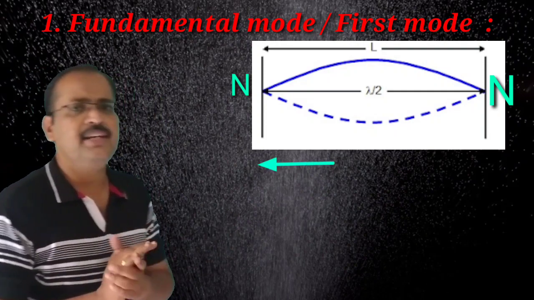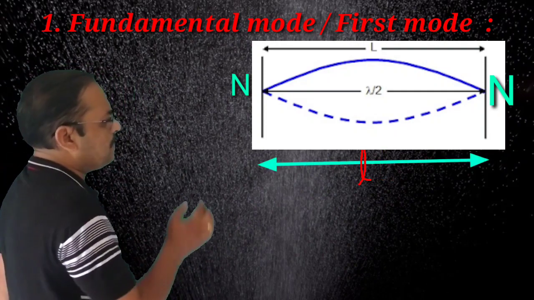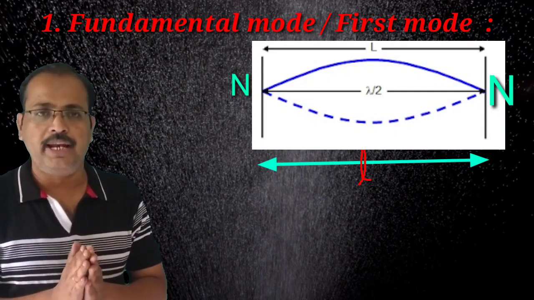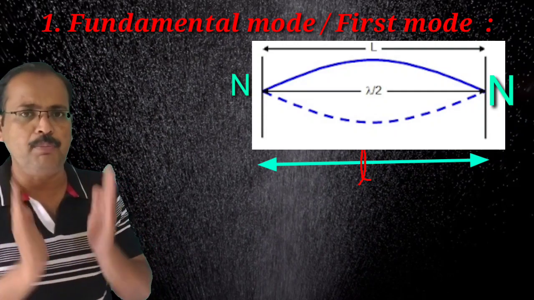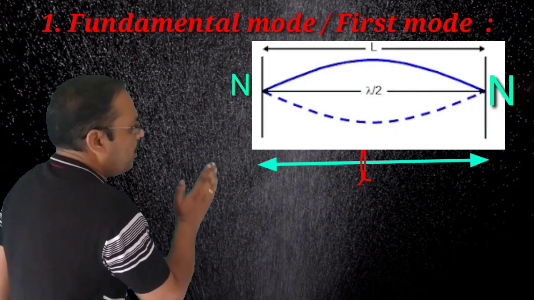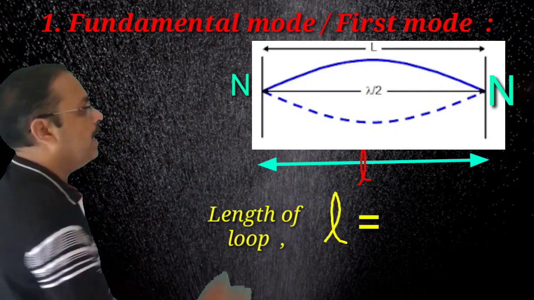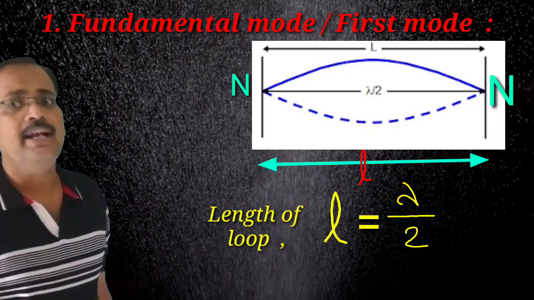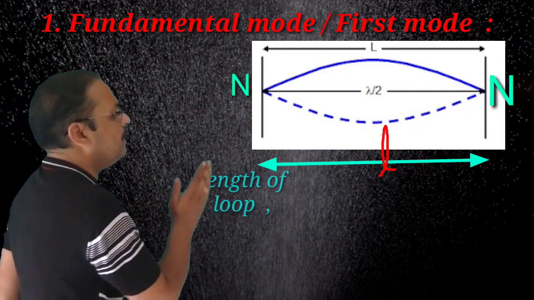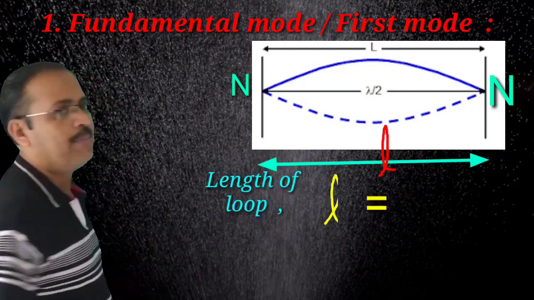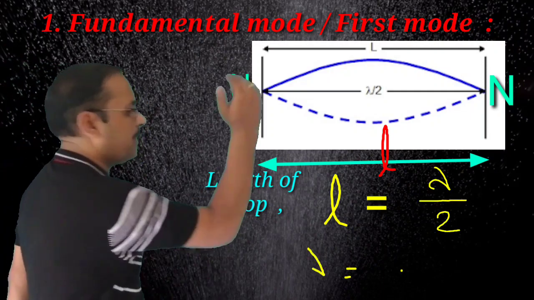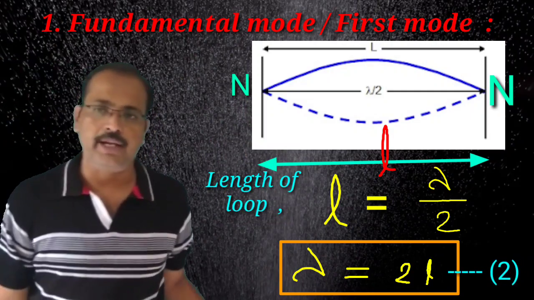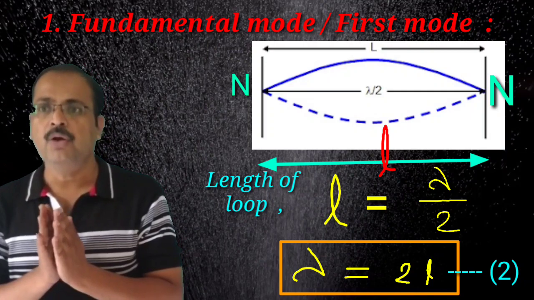We know the length of the string is small l, and by the property of a stationary wave, the distance between two successive nodes is lambda by 2, where lambda is the wavelength of the wave. From the diagram, the length of the loop small l is equal to lambda by 2. Therefore, lambda is equal to twice l. This is equation number 2.